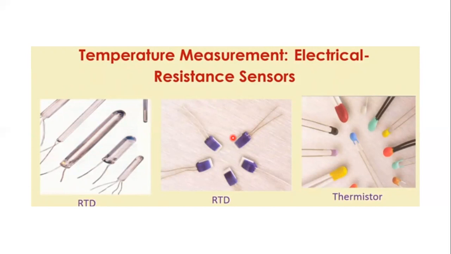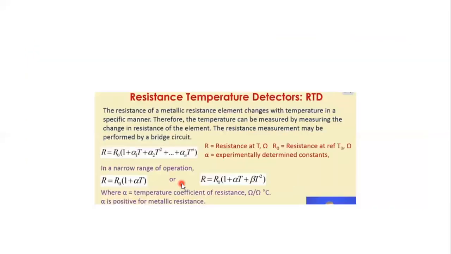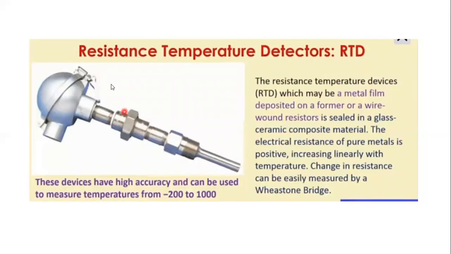So a temperature measuring instrument constructed using semiconductors is known as a thermistor, and a temperature measuring instrument constructed using metals is known as RTD. So NTC thermistors are constructed from semiconductors, and RTD is constructed from metals. First I am going to explain about RTD.